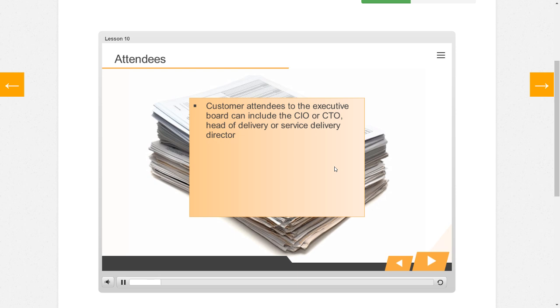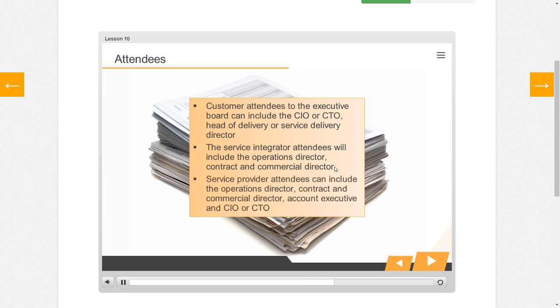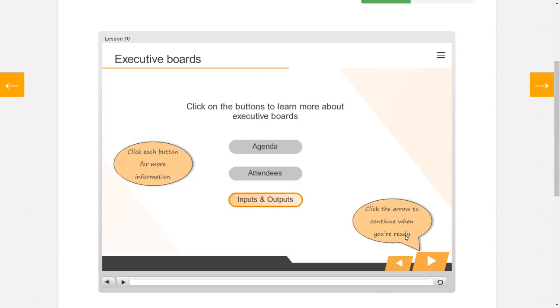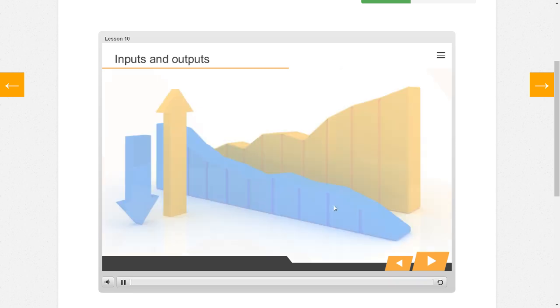Customer attendees to the executive board can include the chief information or chief technology officer, head of delivery, or service delivery director. The service integrator attendees will include the operations director and contract and commercial director. Service provider attendees can include the operations director, contract and commercial director, account executive, and chief information or chief technology officer.